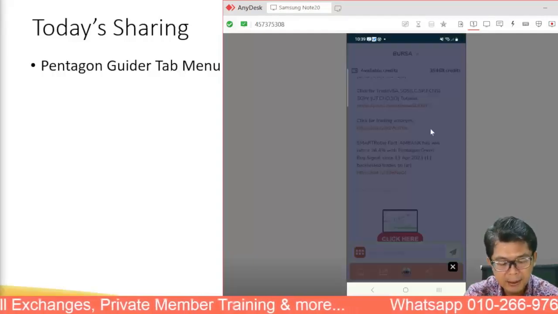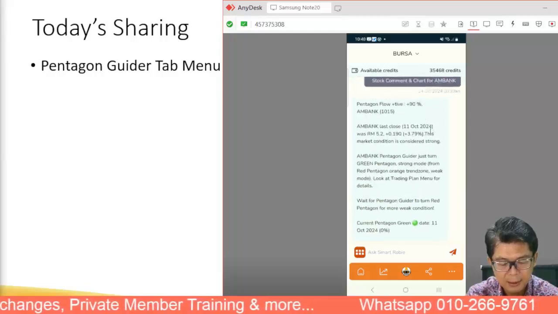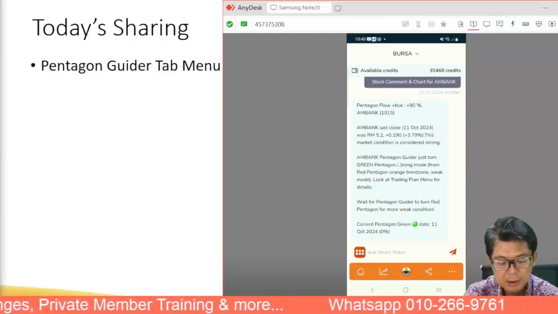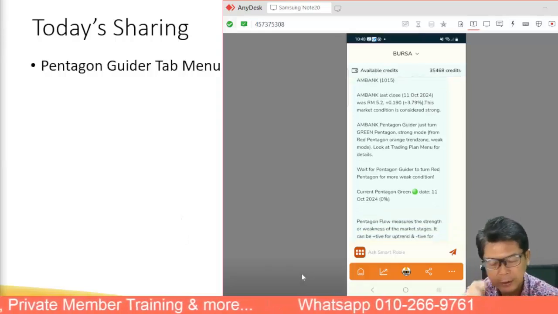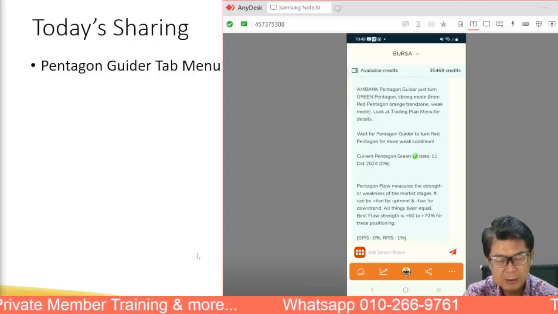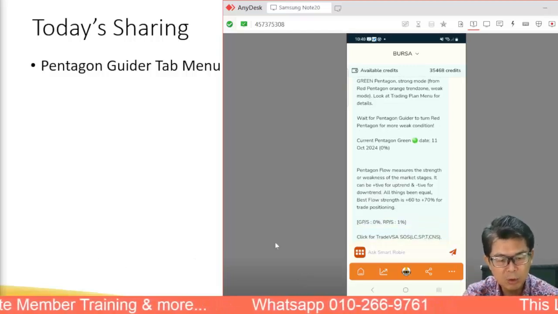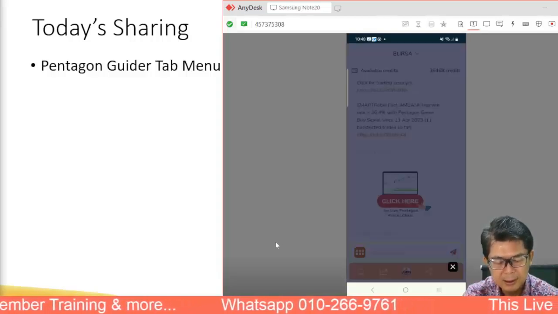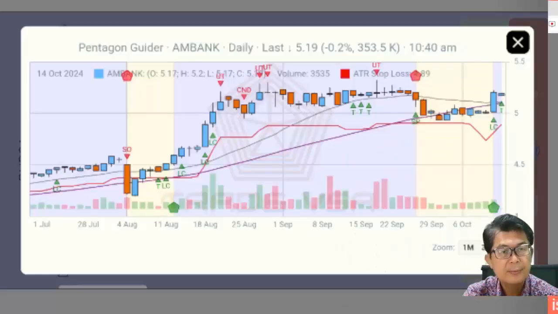All right, so MBank has a 36.4%. It says here, market condition is considered to be strong. Just turned green Pentagon. Look for the trading menu for details. That's where usually our next buy call will be. So just 11th of October, which was, I think, Thursday. You can click on here, 36.4, and I'm going to rotate the chart.